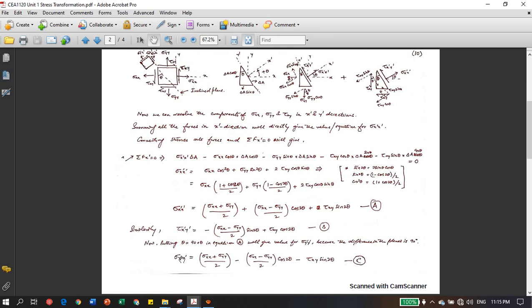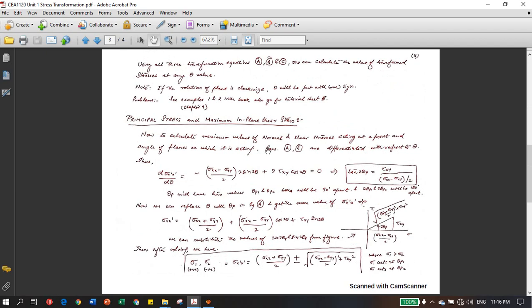What I have done simply is, since this theta plane and this positive y plane are 90 degrees apart, basically you can see here, the difference between these two planes is 90 degrees. So if you want to calculate the values at this plane, you just put 90 plus theta in this equation, and you will get the value of sigma y dash from equation A. So this is what I have done. This is how you can calculate transformed stresses.